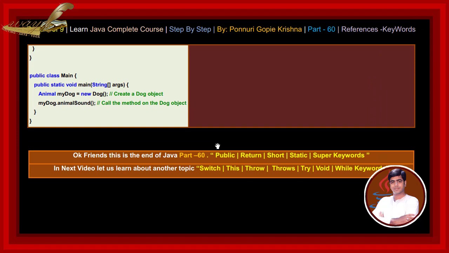Okay friends, this is the end of part 60, public, return, short, static, super keywords. In the next video, let us learn about another topic: switch, this, throw, throws, try, void, while keywords.